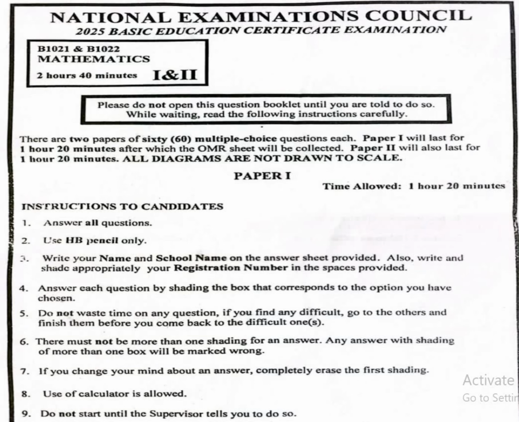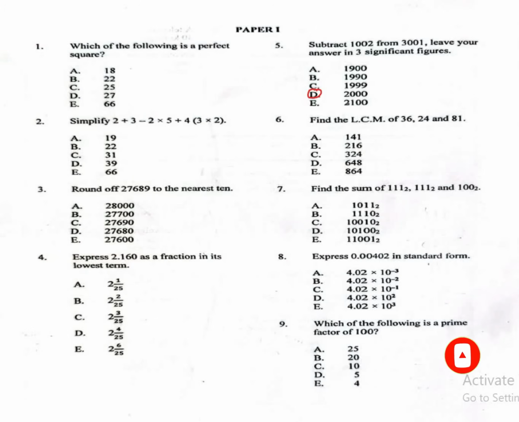It's an exciting one because we'll be dealing with mathematics. So this is the 2025 Basic Education Certificate Examination, Mathematics Paper 1 and 2. But we're going to start with Paper 1. Let's go straight to the questions.